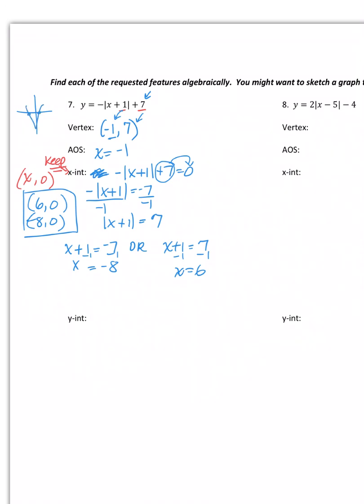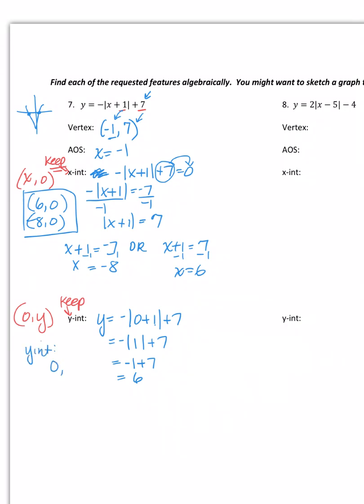But what about y-intercept? Well, the y-intercept, if you recall, is going to be 0 and a y value. So keep the y and replace the x with 0. So go back to my original equation. I'm going to keep y, and I'm going to replace x with 0 and solve it. So I have negative absolute value of 1 plus 7. Well, the absolute value of 1 is 1. Times that negative makes it negative 1 plus 7 gives me 6. So then my y-intercept will be 0, 6.